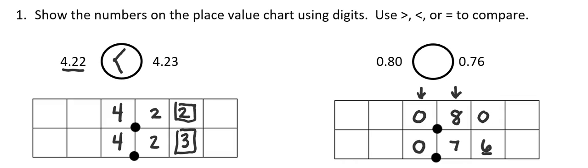It doesn't matter that I have 6 thousandths, because 8 tenths compared to 7 tenths shows me I have 1 more tenth in the first number than I do in the second number. So right there, my comparison stops. It does not matter how many more numbers I have after the tenths place. So we would read this as 0 and 80 hundredths is greater than 0 and 76 hundredths.